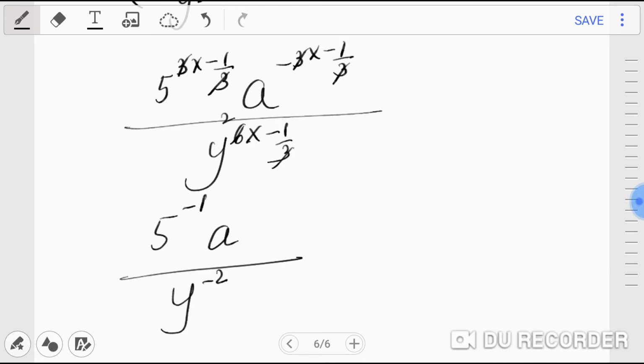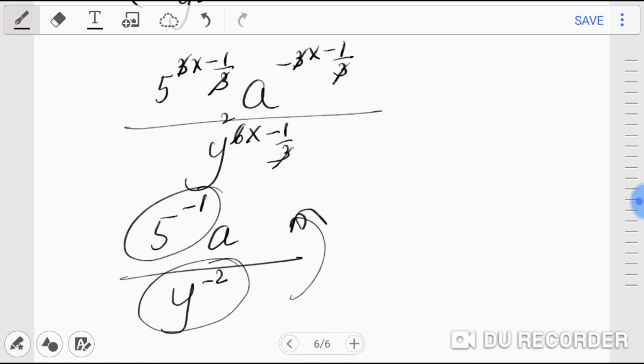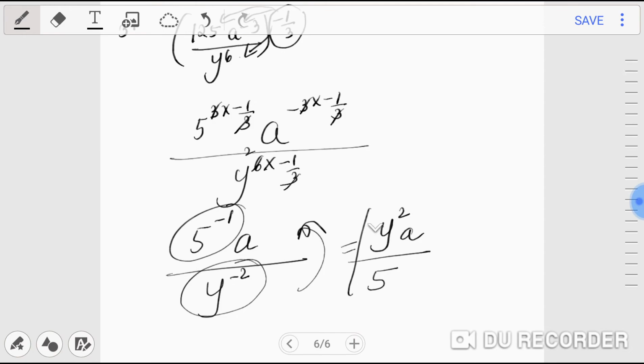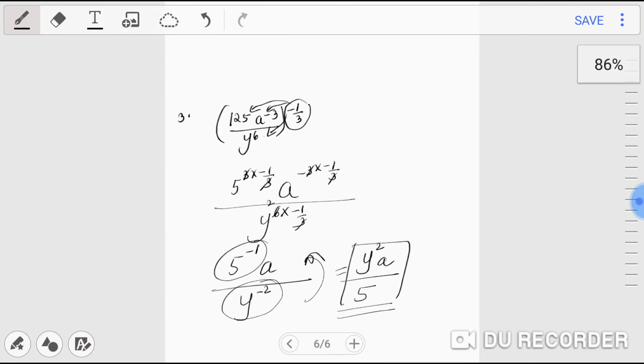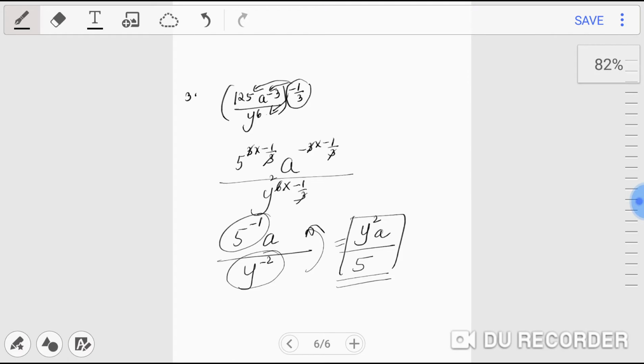Got my point clear? If you want to make this a positive exponent and this a positive exponent, you have to change the position. That is, y will come up and 5 will go down. A will be at the same place. So your final answer is... Please note it down.